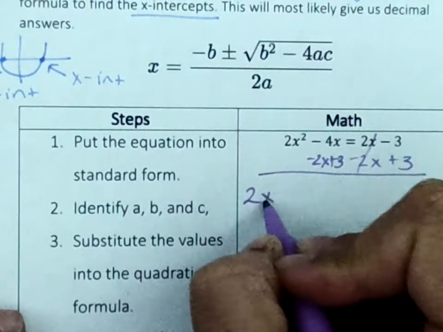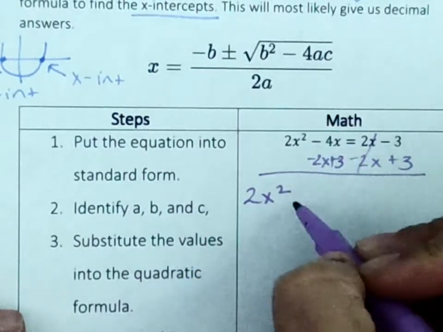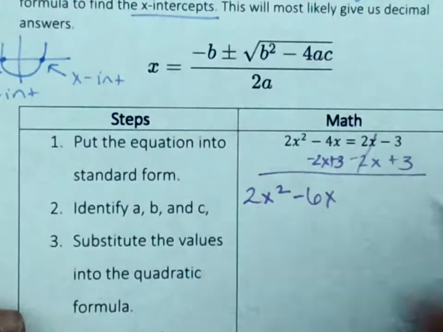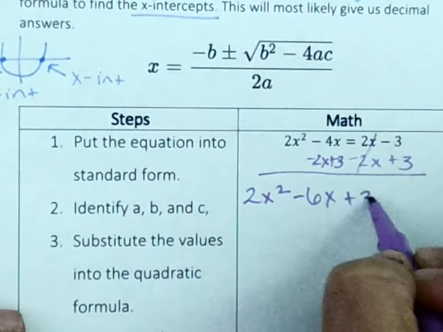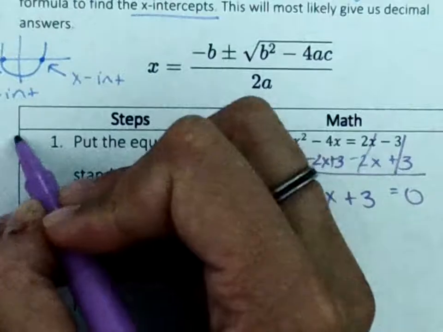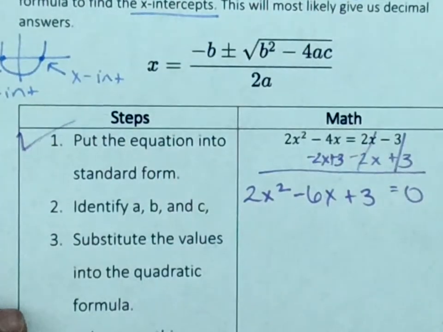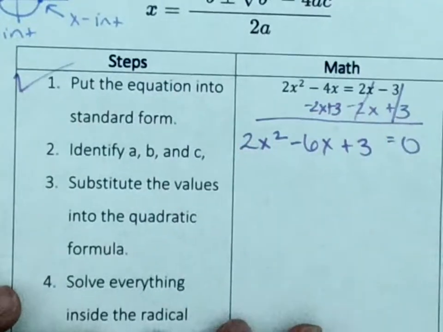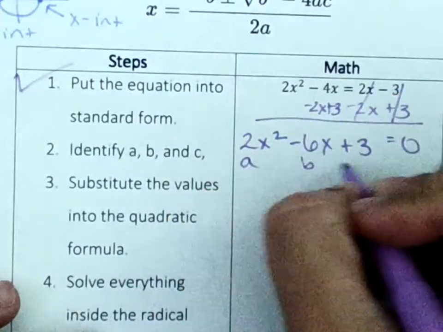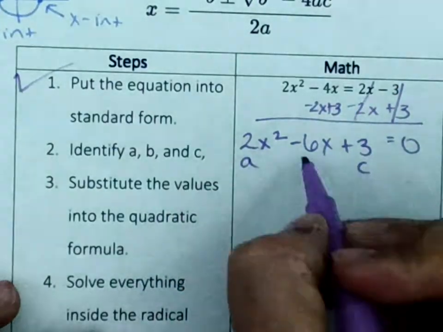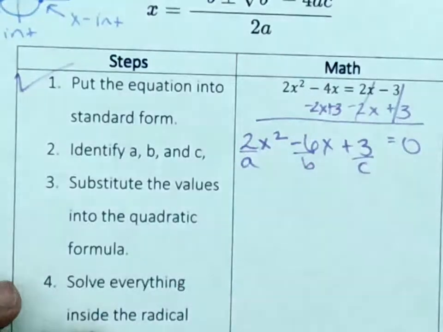So I bring 2x squared down. Negative 4x minus 2x is negative 6x. 3 plus nothing is just 3. So we've now put everything in standard form. Now we're going to identify our a, b, and c. A is 2, b is negative 6, c is 3.